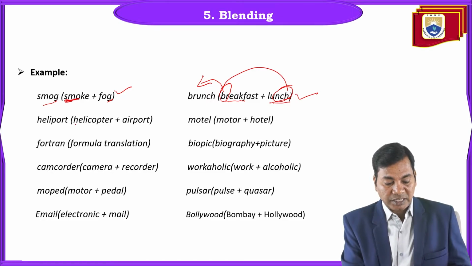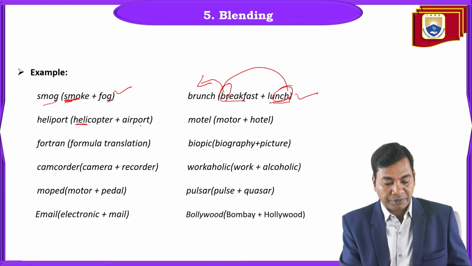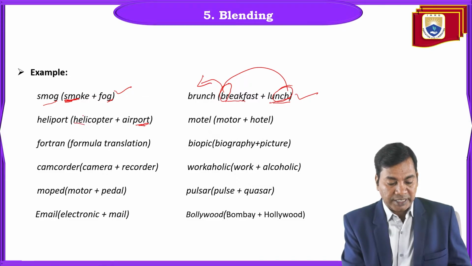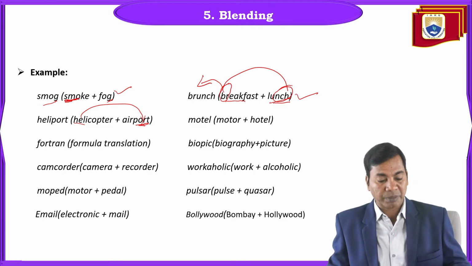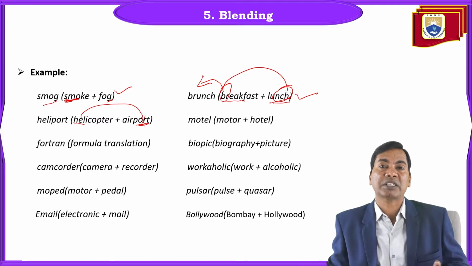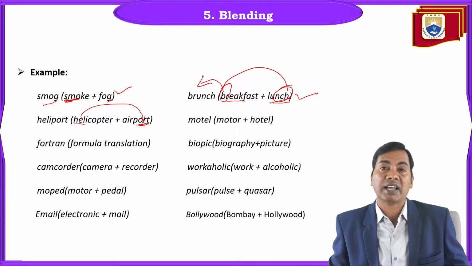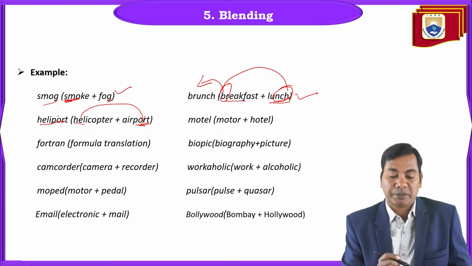In this word, the initial part of helicopter is heli, and the ending part of the second word is port. So by combining this heli and port, we have got heliport. Heli from helicopter and port from airport. So heliport is a combination of two words, helicopter and airport. In the process of blending these two words, we have got the word heliport.